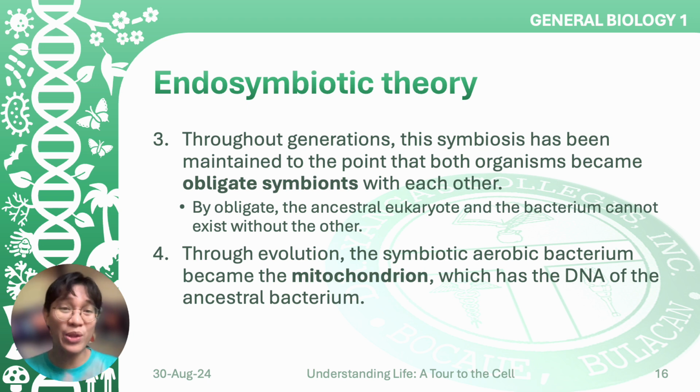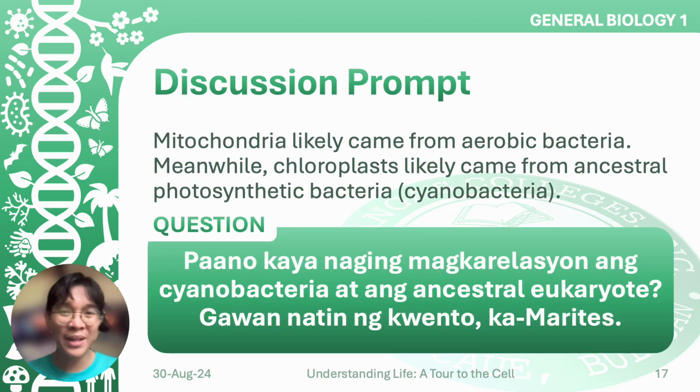And throughout evolution, it has become integrated in the cell, and that became the future mitochondrion. Now, we realize that mitochondrion likely came from aerobic bacteria. So the DNA found inside the mitochondrion is actually the DNA of a former bacterium, right? Meanwhile, chloroplasts also likely come from ancestral photosynthetic bacteria, which we call cyanobacteria.